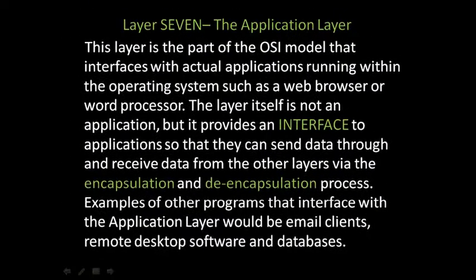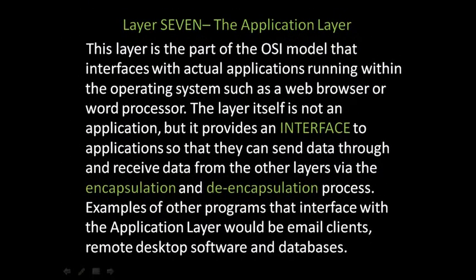Layer 7, the application layer. This layer is the part of the OSI model that interfaces with actual applications running within the operating system, such as a web browser or word processor. The layer itself is not an application, but it provides an interface to applications so that they can send data through and receive data from the other layers via the encapsulation and de-encapsulation process. Examples of other programs that interface with the application layer would be email clients, remote desktop software, and databases.